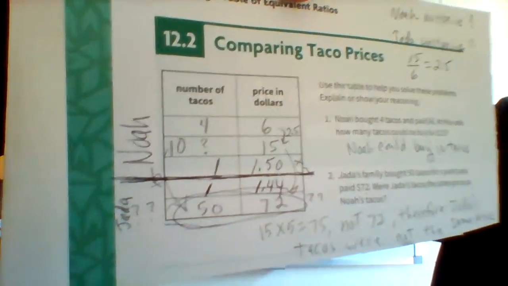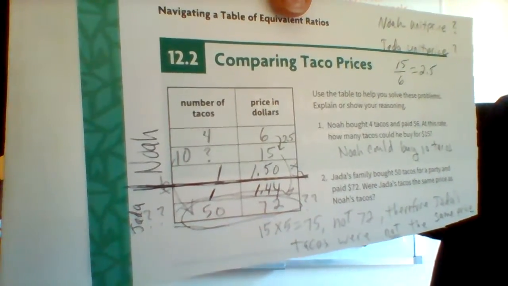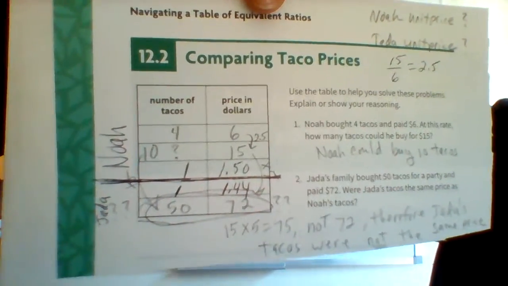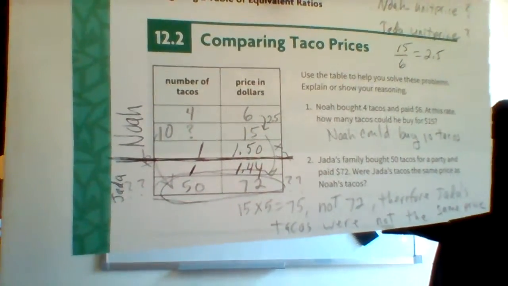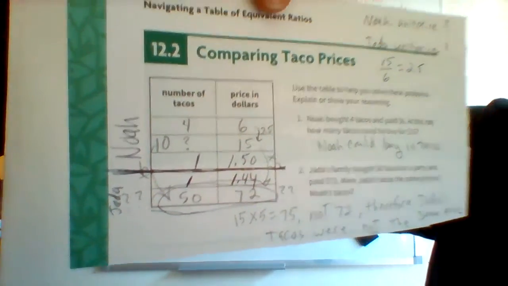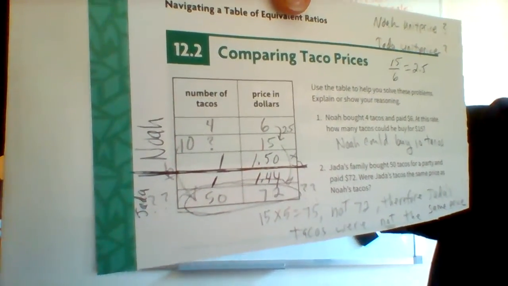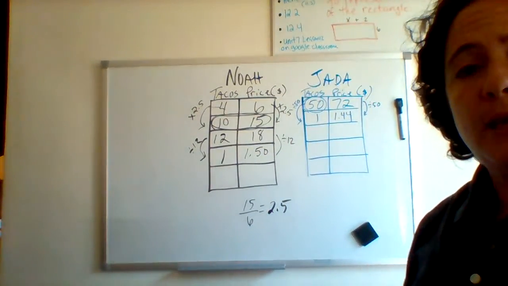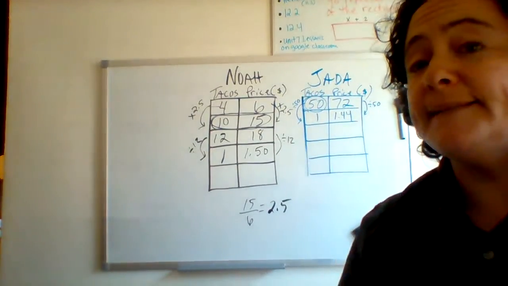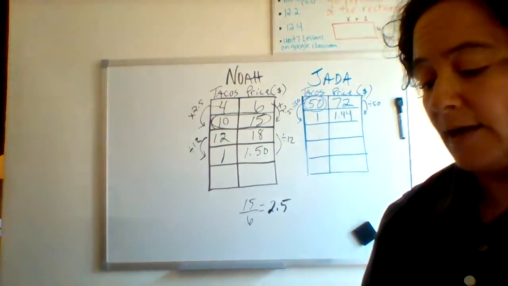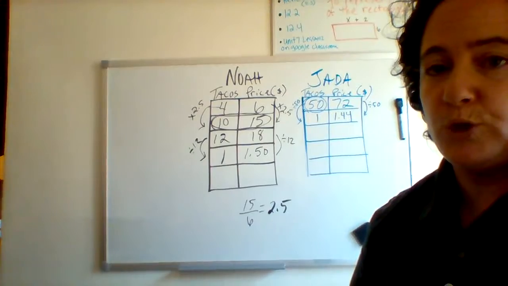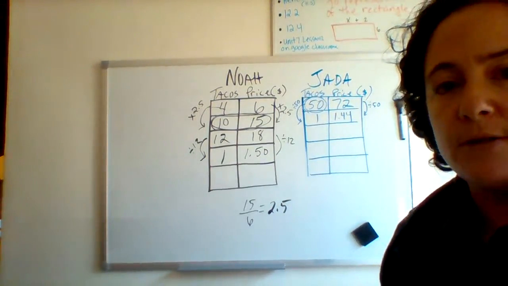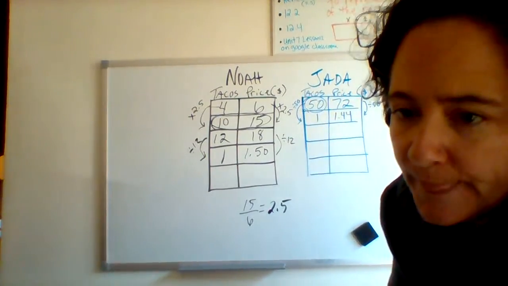I actually used 10 to 15, I'm sorry. 10 times 5 is 50, but 15 times 5 was not 72, it was 75. So I used the answer in number 1, 10 to 15. And I was never able to get to 50/72, and that told me that they were not paying the same price. Now, it didn't tell me whose was cheaper. It didn't tell me how much more or less someone was spending. So the unit rate actually does that for us. It gives us a lot more information.